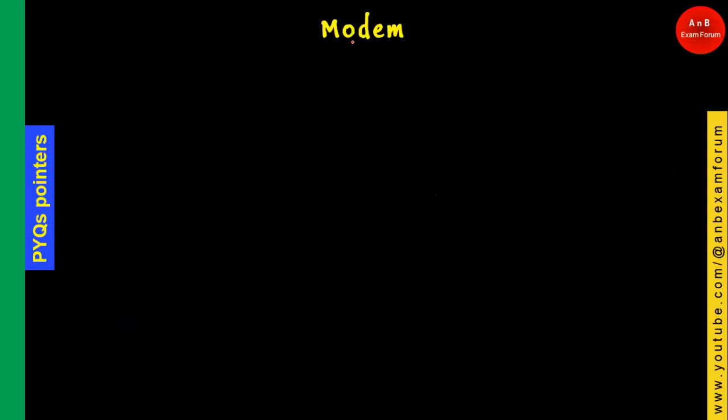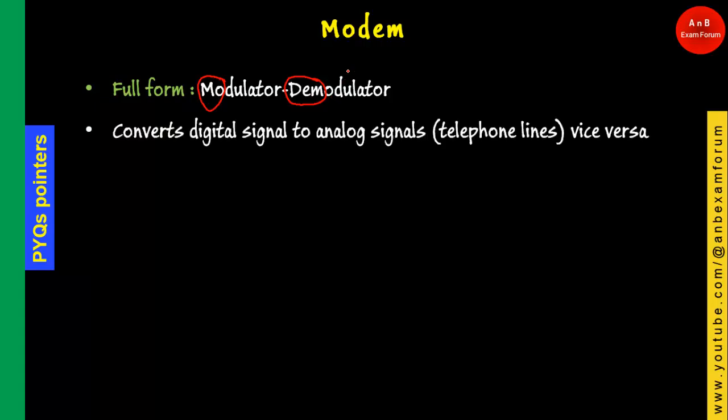The next one is a modem. From the exam point of view, you should know the full form. It is modulator and demodulator. So MO from modulator, and DEM from demodulator. What is the purpose of a modem? First, you should know that it is used to convert digital signal to analog signal via telephone line and vice versa.